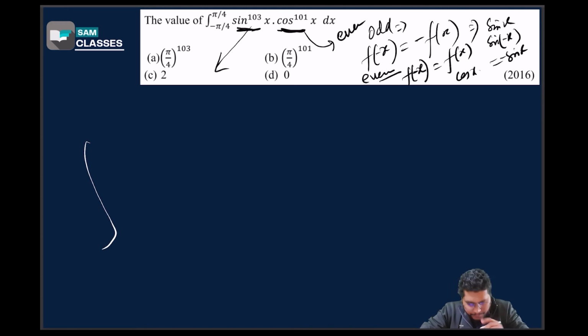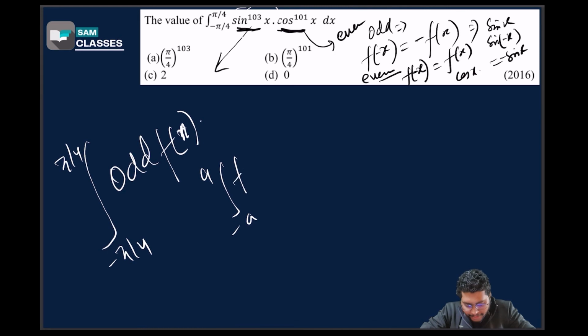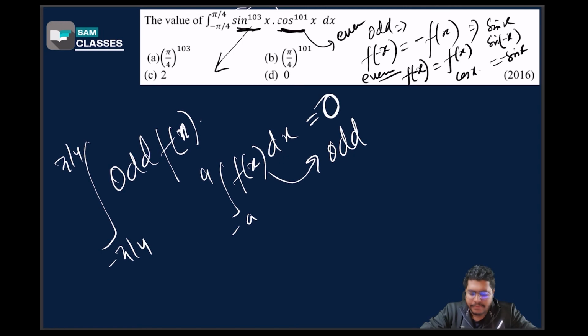Now once you know that this whole function, odd into even, is an odd function, correct? This whole function is from minus pi by 4 to pi by 4. If you remember the property of definite integrals, very, very important: integral from minus a to a of f of x dx, and if this f of x is an odd function, directly you put the answer 0. That's it. Nothing more than that. Without touching the pen, I could have solved this in less than 5 seconds. So this is what you need to keep in mind.